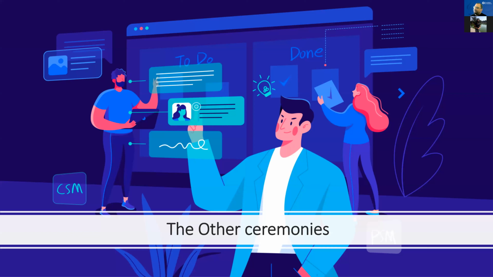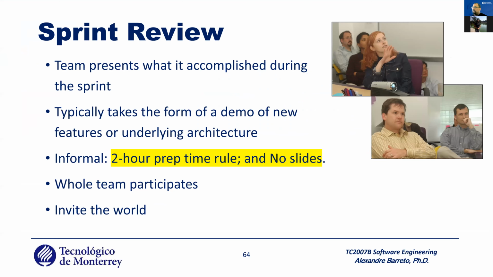Okay, until here you're learning about the planning and the daily meeting, but you have other ceremonies. The first one is the sprint review. Remember, the sprint review is the time that you have with the PO and the other visitors, like the customers, to present what you did, okay?